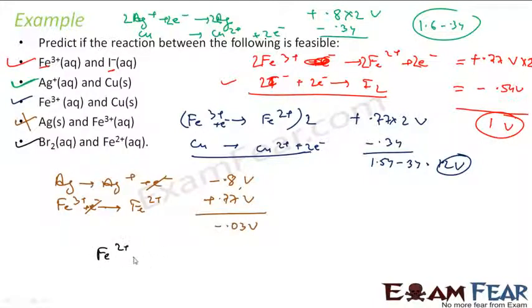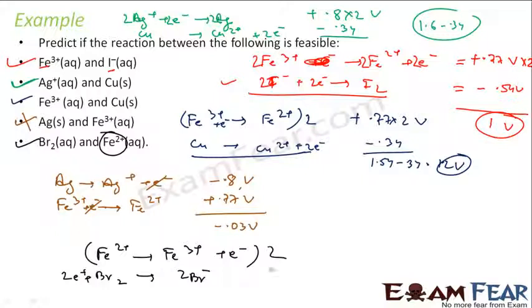Fe2+ will oxidize to become Fe3+, right? Because that is a property of iron. Br2 will get reduced to give 2Br-. So here we will have 1 electron, here we have 2 electrons, right? So we'll multiply this by 2, and if you add, you'll get the balanced equation, right?